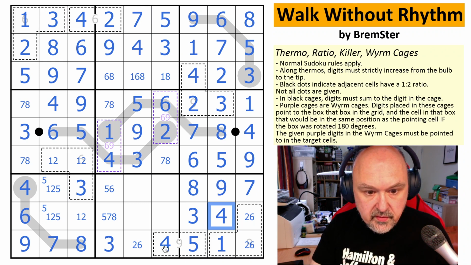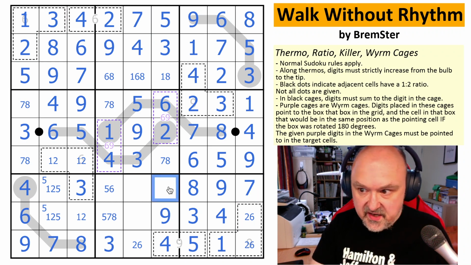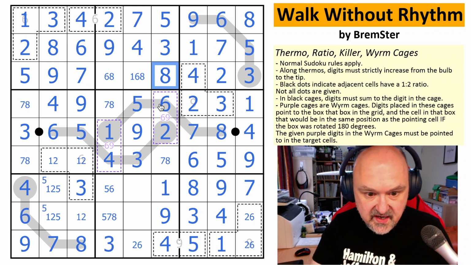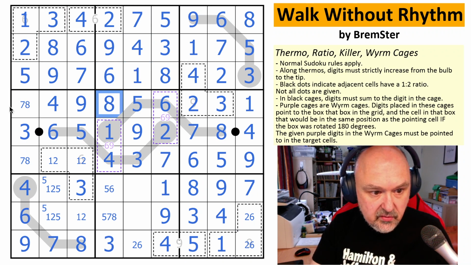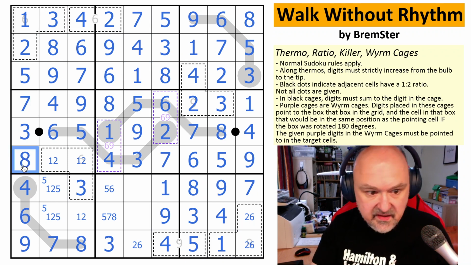1, 6, 7, no, 1, 7, 8, and 9. Well, the only place I can put 9 is there. So this is 1, 7, and 8, and it sees 7 and 8. So this is 1, this is 8, this is 7, this is 8, this is 6, this is 1. That 8 now looks over, making that 7 and making that 8.